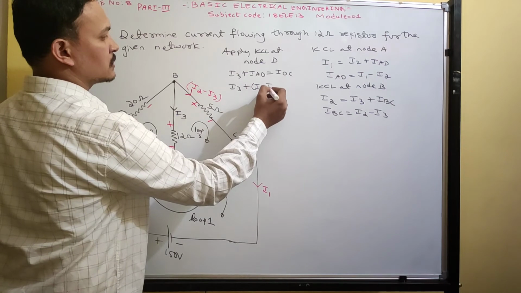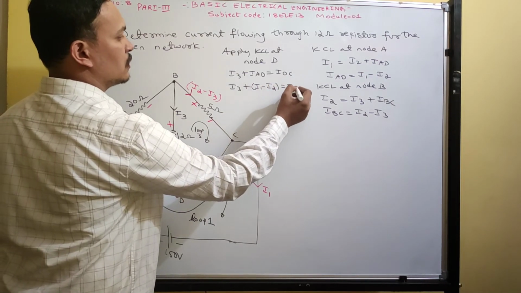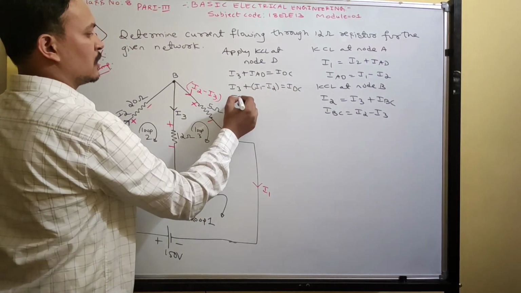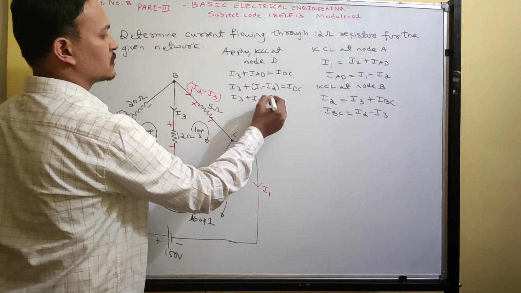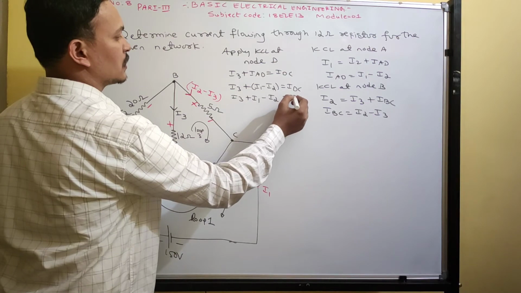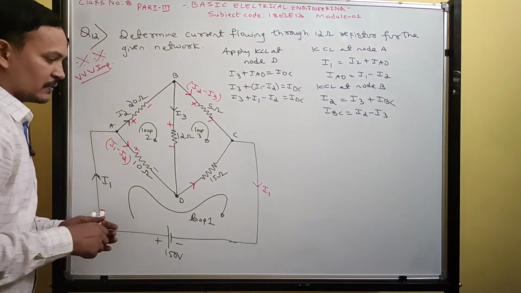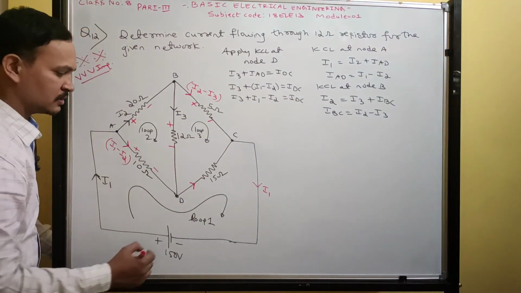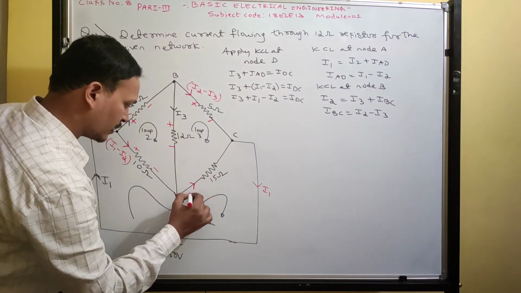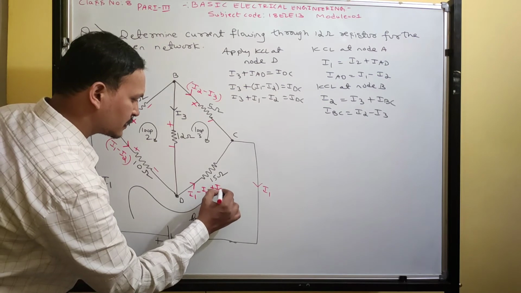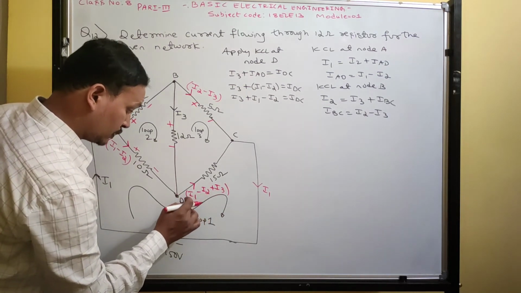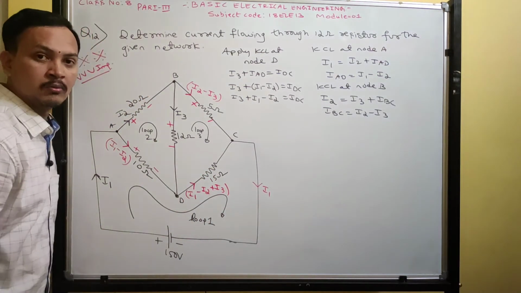So I1 minus I2 is equal to IDC. Further, I3 plus I1 minus I2 is equal to IDC. So what is the current that flows in this 15 ohm resistance? Write in order: I1 minus I2 plus I3. All this current flows in this 15 ohm resistance.